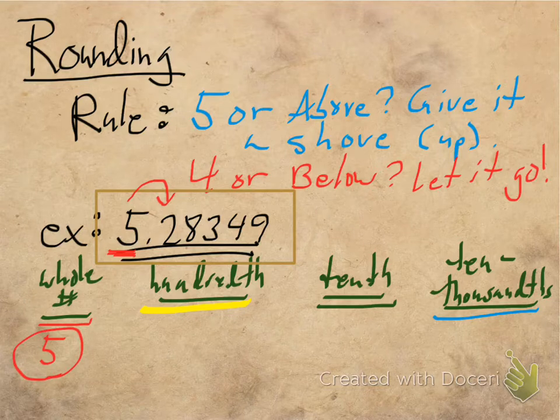Now let's round to the nearest hundredths place. The hundredths place is the one that's occupied by the 8. So again, we always look to the right. Okay, so we look to the right of the 8. We see a 3. And again, it's 4 or below. So let's let it go. And so I get 5.28. Okay, and the rest of the number chops off.